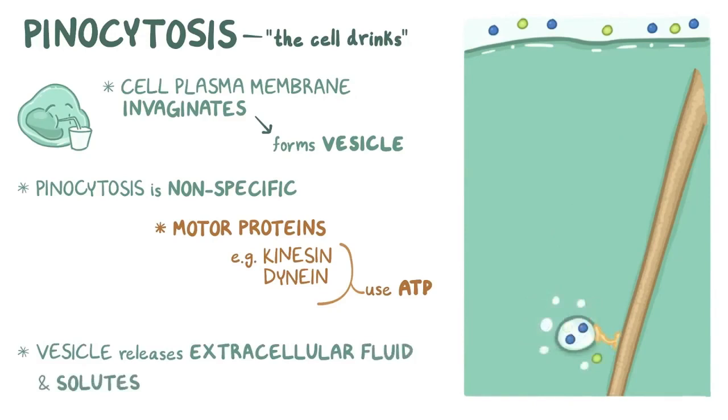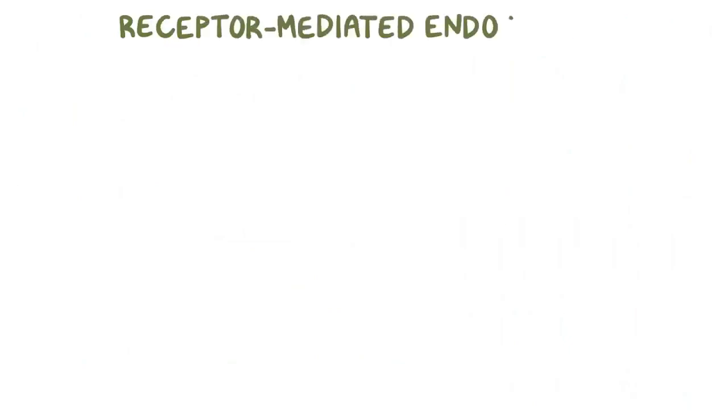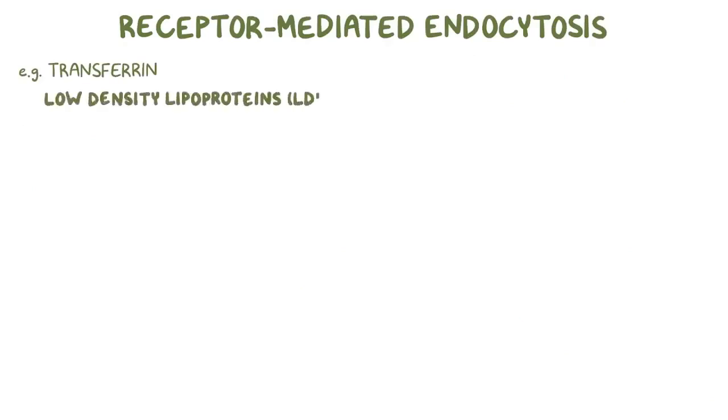Now finally, sometimes endocytosis involves special receptor proteins on the cell membrane, so it's called receptor-mediated endocytosis. Some molecules are taken in this way, like transferrin, which is an iron-binding protein, or low-density lipoproteins, or LDL, which contain cholesterol. As an example, let's see how this goes for LDL.